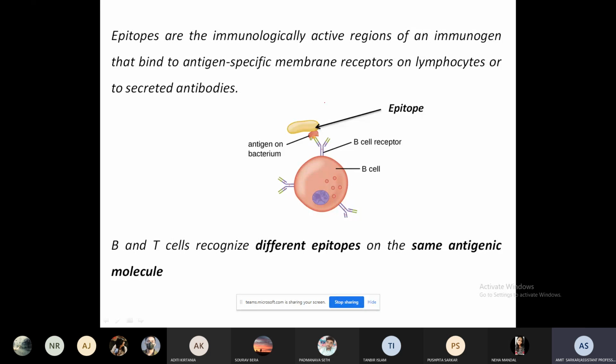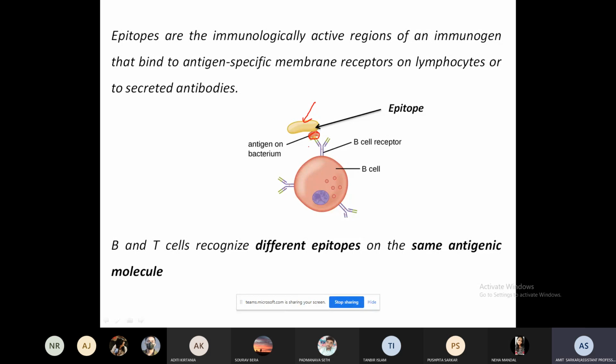So if you take this example, here we are seeing a B cell. It has membrane-bound receptors. And this is our immunogen, a bacterium, and it has one epitope here. This is the epitope site that is being recognized by the B cell receptor. So epitopes are immunologically active regions, the active regions of an immunogen.